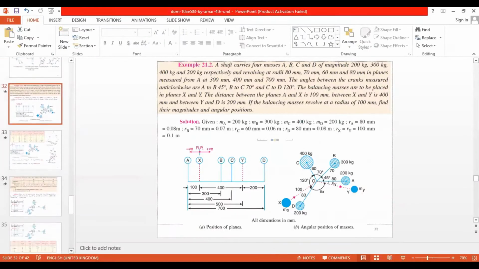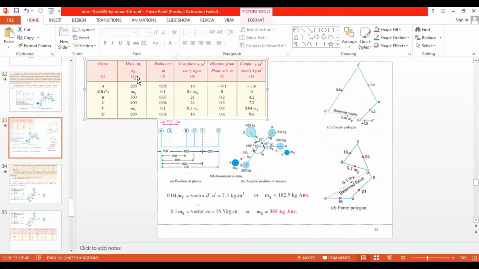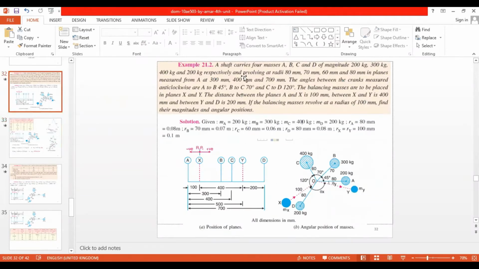Right? So here we have the numerical, and we'll see how to draw the table. If we go through the question, a shaft carries 4 masses A, B, C, and D. These cross lines are these masses of magnitude 200, 300, 400, and 200 respectively.